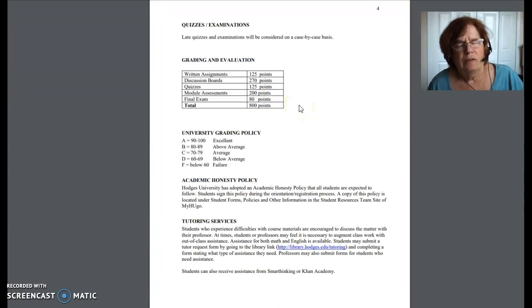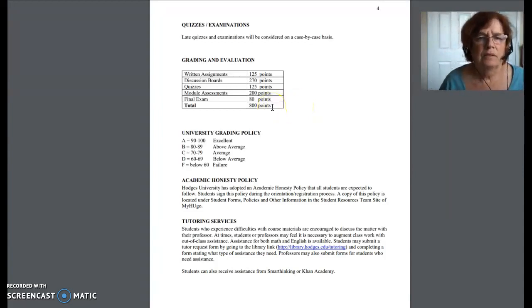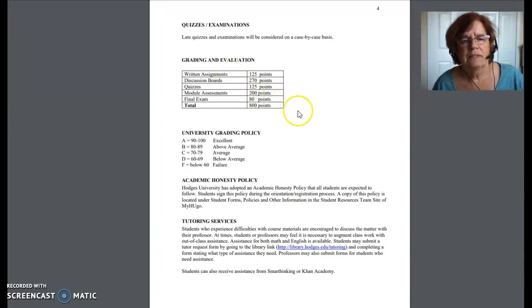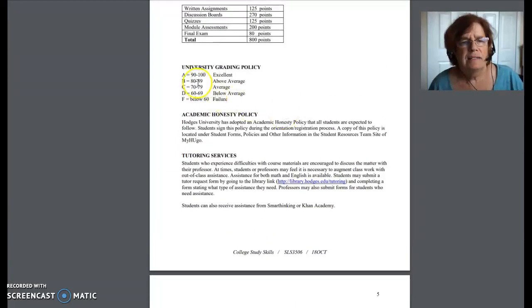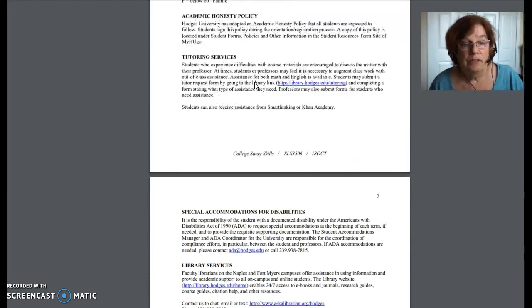For an A, 800 points. Notice this. That's how many points that you can earn. Olive Hodges has the same grading policy. Anything between 90 and 100 is an A. So if you end up with a 91.2 and you decide you want to raise your grade, I will tell you no, because an A is an A. There we go. Tutoring services. We have help. We do.